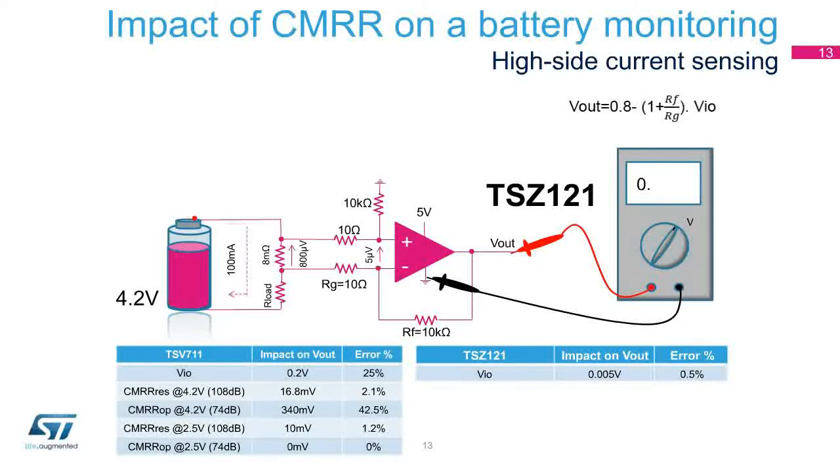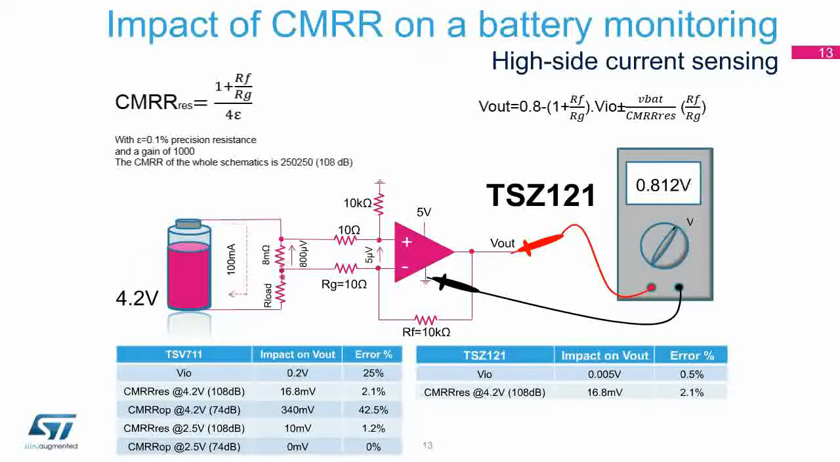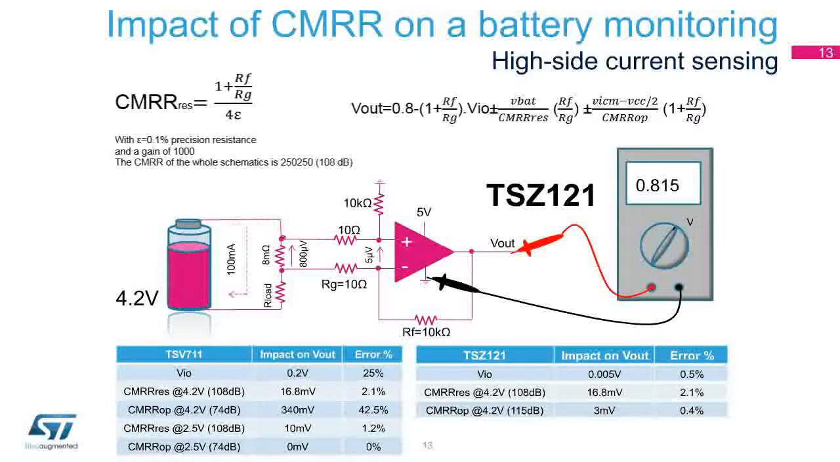The TSZ121 has a maximum VIO of 5 microvolts at 25 degrees Celsius, so by considering this error and a gain of 1000, the output will be 795 millivolts and therefore result in an error of 0.5%. As the resistors are still precise at 0.1%, the error on the output is still the same and adds 2.1% of error. In this case, the TSZ121 has a CMRR of 115 dB, so its own impact on the total output error is not predominant.